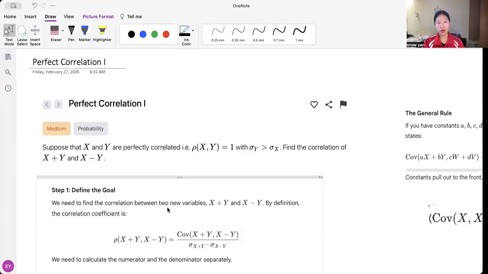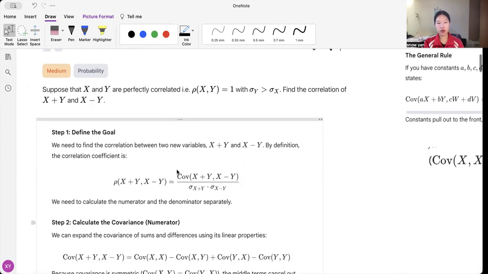Okay, so the quant question I did today was called perfect correlation. It's a medium probability question, which was pretty helpful, I found. Suppose X and Y are perfectly correlated, so the correlation of X and Y equals 1, and sigma Y is greater than sigma X. Find the correlation of X plus Y and X minus Y.